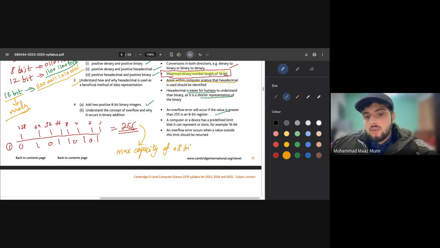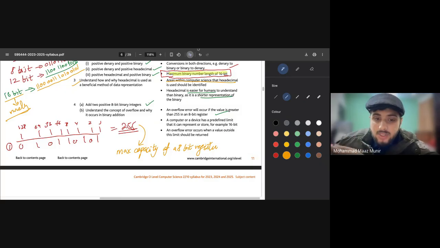So just keep this in your mind that if they ask you a question, what's the maximum capacity of an 8-bit register, you should be able to tell them that it's basically 255. But we also said that a computer device has a predefined limit. Like we already saw that you have 32-bit processors, 64-bit, and basically the logic behind having 32 bits, 64 bits is indicating the maximum size of a register.